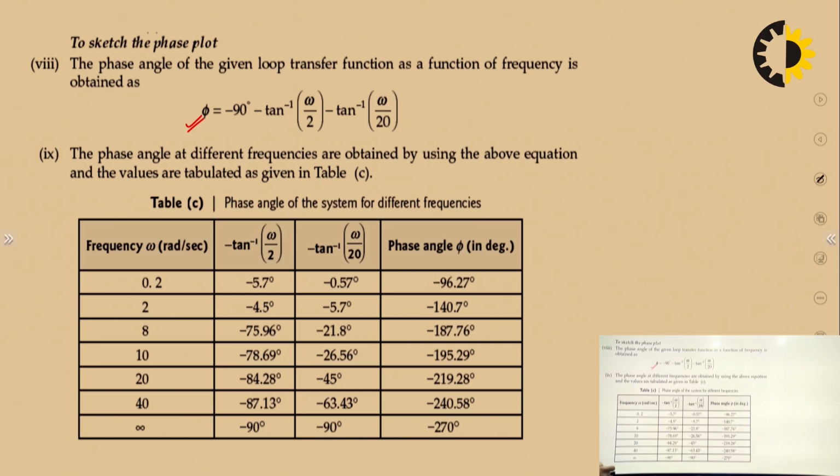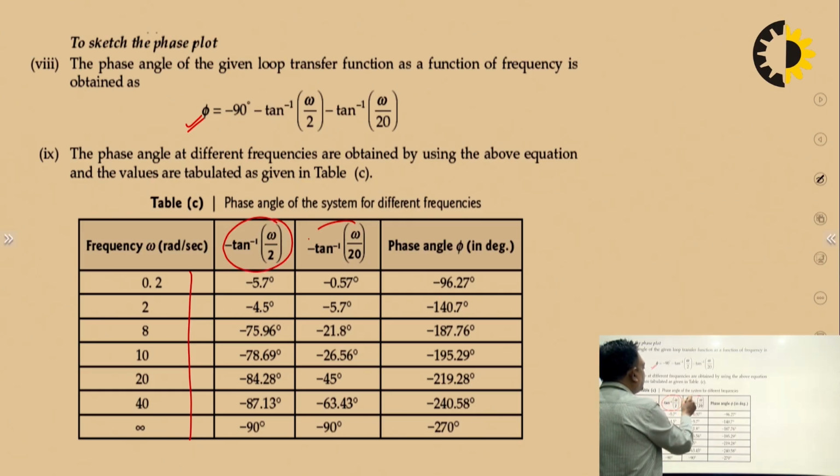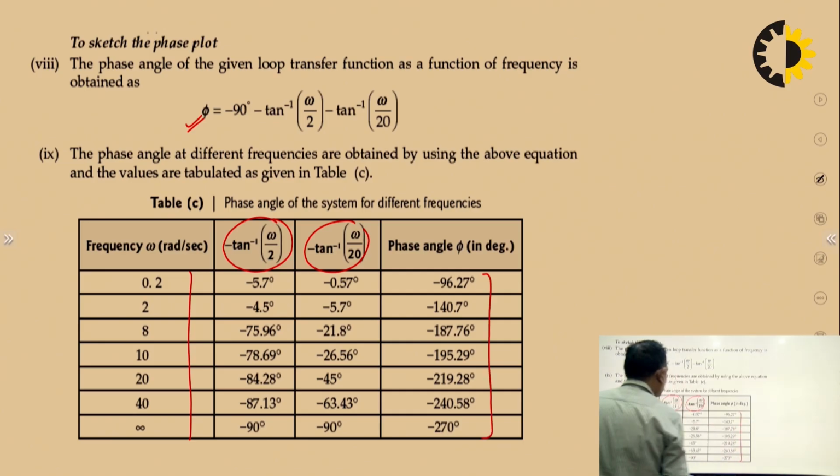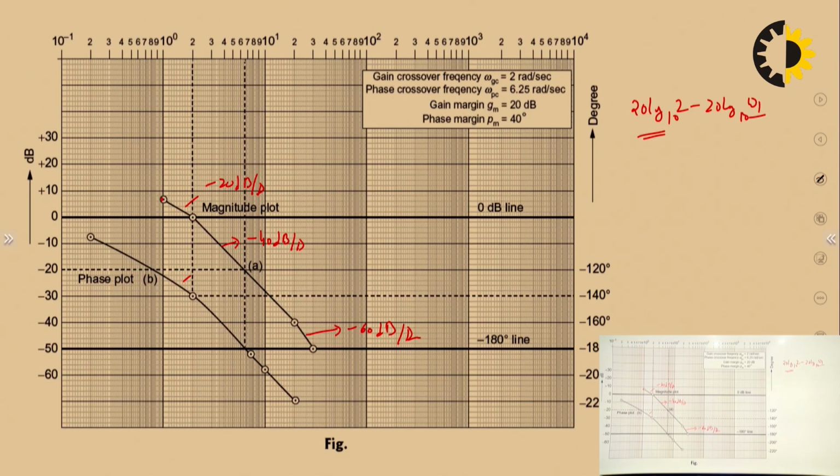Now we will change the frequency and calculate the phase at particular frequencies. Here you can see the frequency values are given. The angle contribution by each term is mentioned here, and the total phase angle is also written here. So you can see the phase varies from -96 to -270 when you vary the frequency from 0.2 to infinity. This is the phase plot.